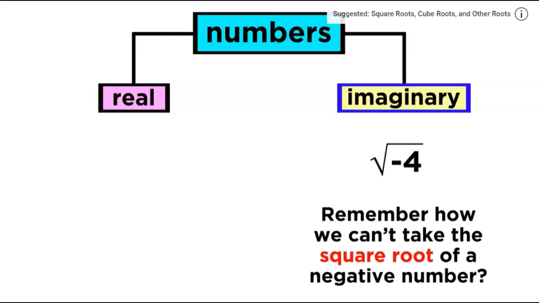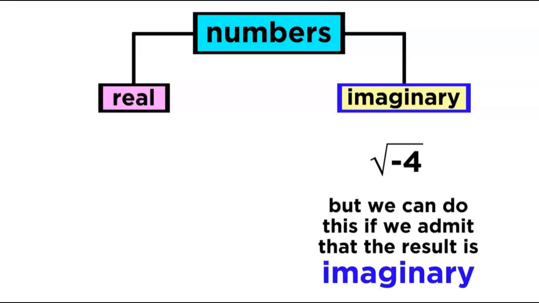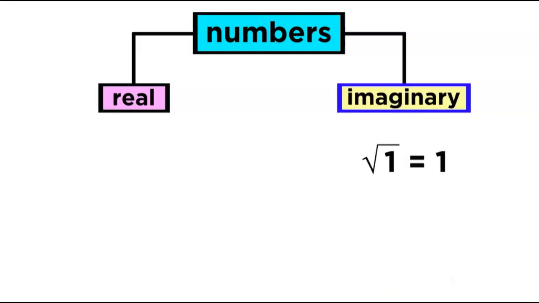Remember when we said that we can't take the square root of a negative number? In a certain sense, you can't, because there is no number that when squared will produce a negative number. However, in another sense, we can take the square root of a negative number if we admit that the result is imaginary. While the square root of 1 is simply 1, we will say that the square root of negative 1 is i. This is a lowercase i, always in italics, and it is the fundamental imaginary number.